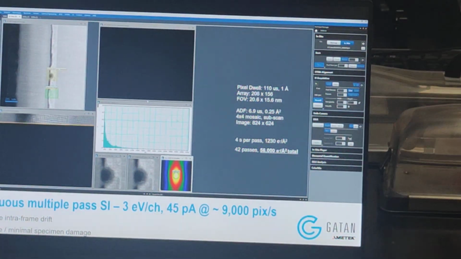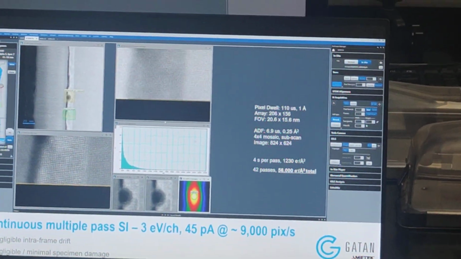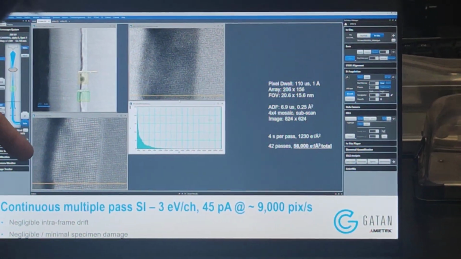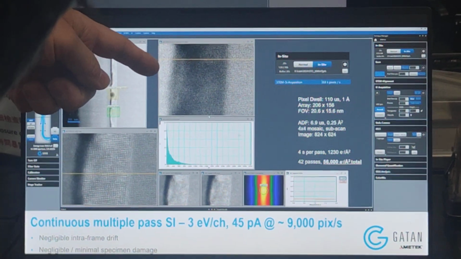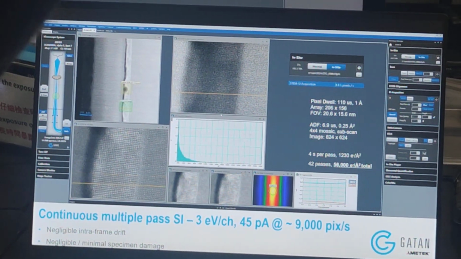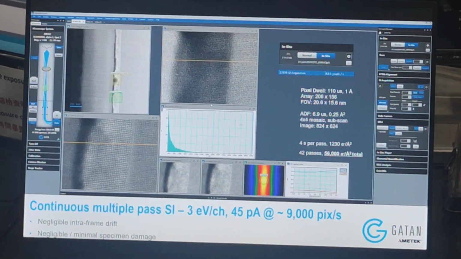This one is a Stellar running at 9,000 spectra per second. So this is live in the software. This is the ADF, that's the spectrum image. I think I sped the video up. But it works. It works really, really well.